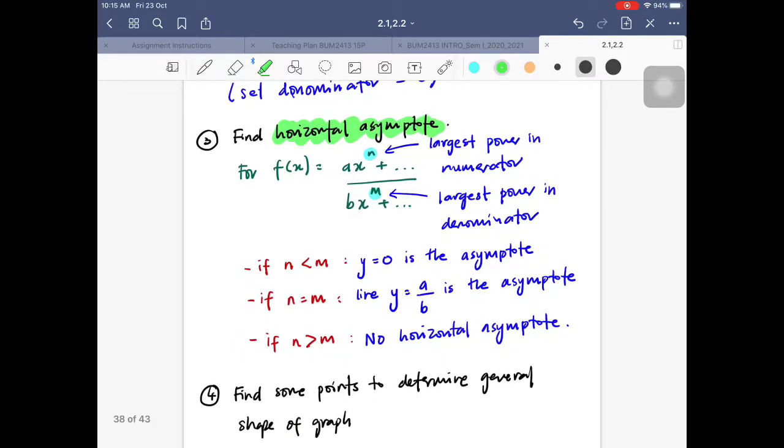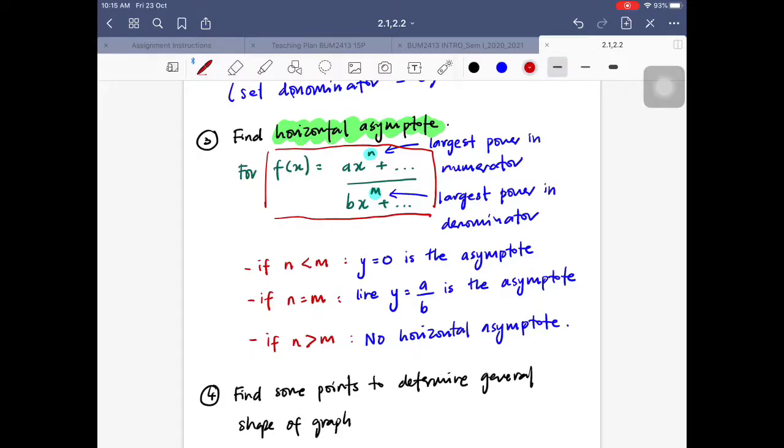Okay, so step number three, after you have found the vertical asymptote, you're going to find the horizontal asymptote. So for the horizontal asymptote, how do we find the equation? There's sort of like a formula that you can apply, and the formula comes from this basis right here. If you have a function equal to ax to the power of n plus whatever the function is at the back, over bx to the power of m.